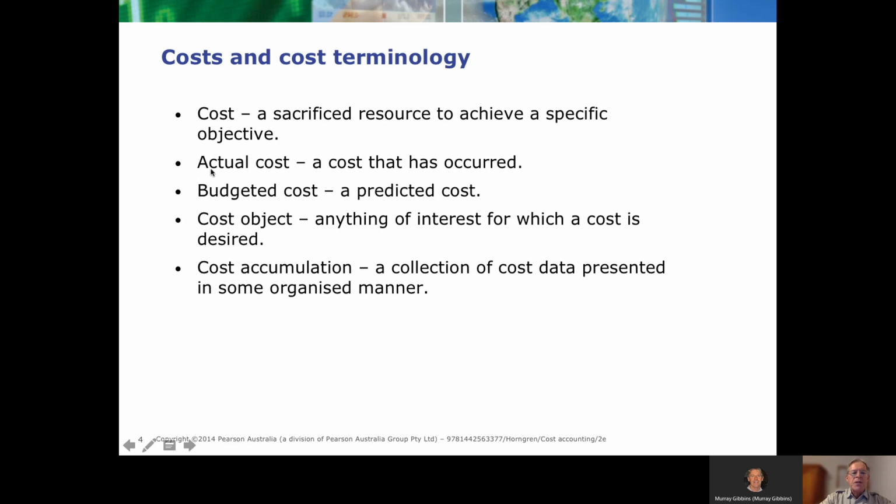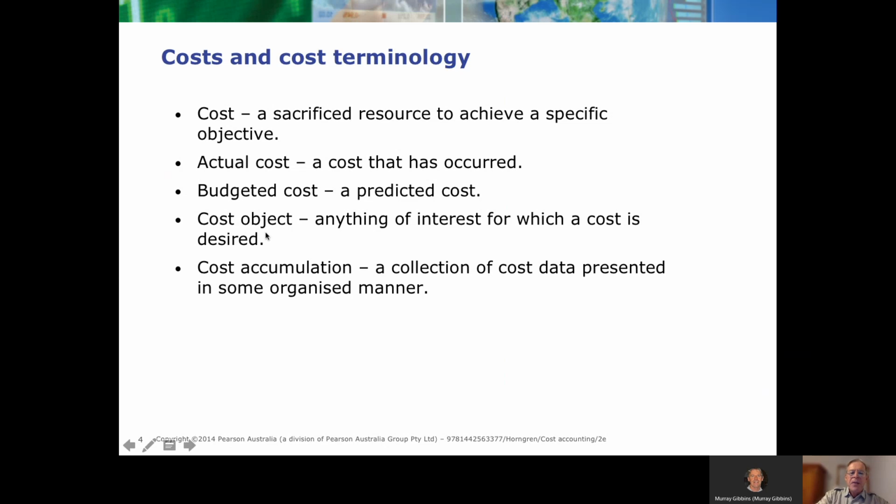Actual cost is something that's occurred in the past. A budgeted cost, we're predicting a cost into the future. And of course, we compare actual cost to budgeted cost to work out if we're under or over budget, if we've got a favourable variance or unfavourable variance.